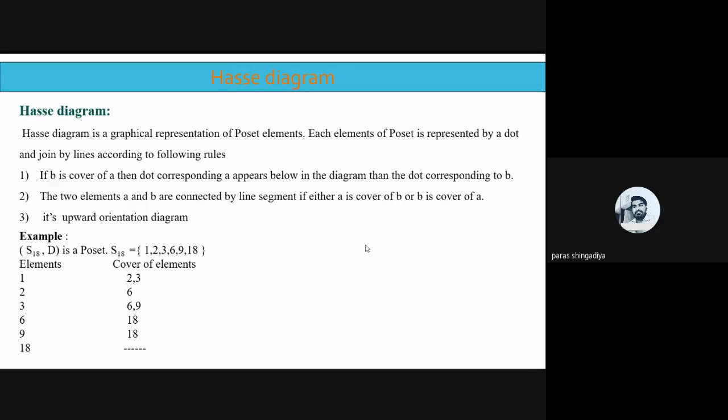So the first entry is 2, and we can easily say that 2 is a cover element, because the first condition, 1 divides 2, is satisfied. Now the second condition: in between 1 and 2 there is no third entry which we can consider as C and check the A R C and C R B relation. So there is no third entry that we can consider as C. So 2 is the cover element of 1.